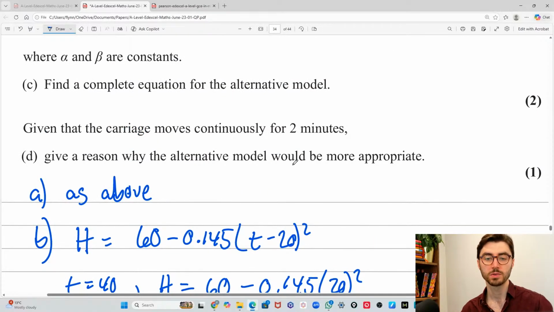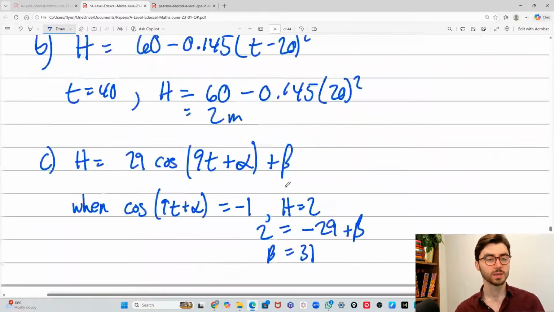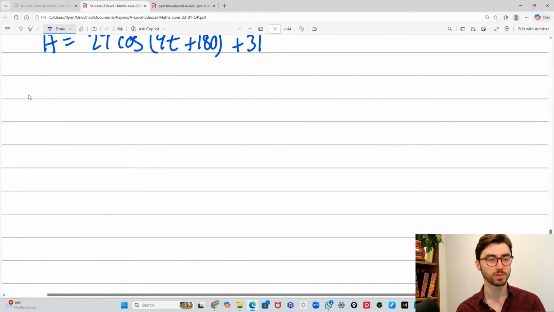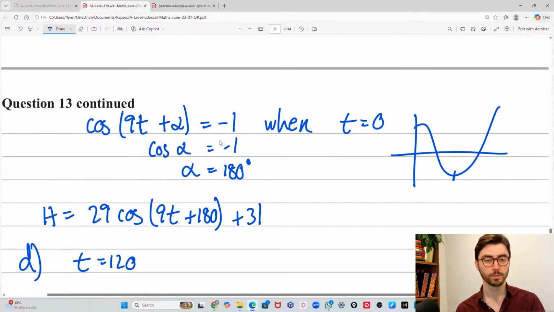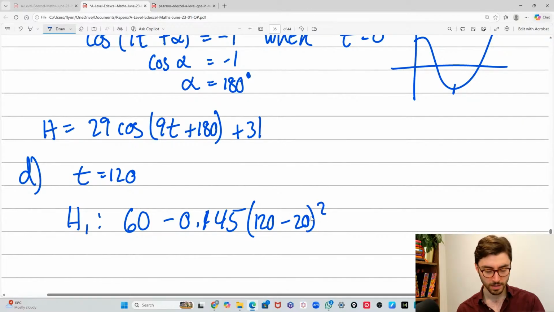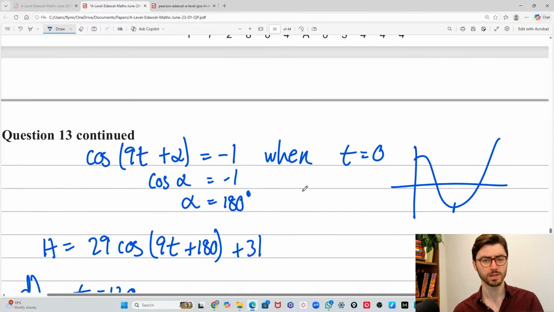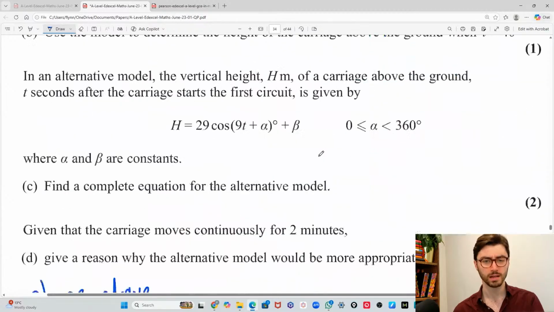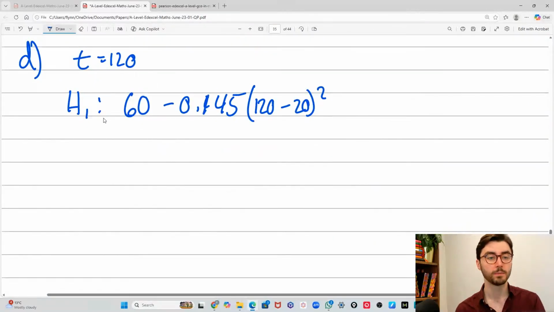Given that the carriages move continuously for 2 minutes, that means that the time goes up to 120. So the first model would give a value of, oh, what was it? It was 60 minus 0.145, because I have a weird memory for numbers, times 120 minus 20 all squared. How did I remember that? Damn, that worked. All right, and that would be equal to, I'm guessing it's going to be through the floor.